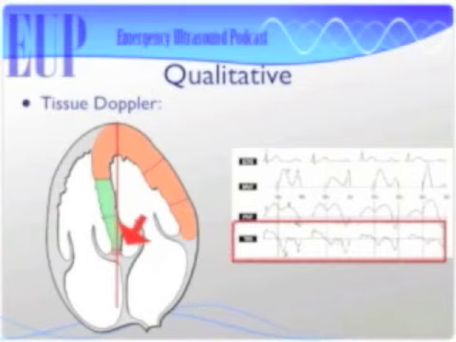So I understand now what the E and the A mean. What exactly does that E prime and A prime mean? Great question, Matt. So E prime and A prime is basically just the tissue Doppler, so the velocity of the tissue at the mitral valve annulus. So if you look over to the left, instead of putting that pulse wave Doppler gate at the mitral valve leaflets, I've put it right there at the annulus in between the mitral valve and the tricuspid valve.